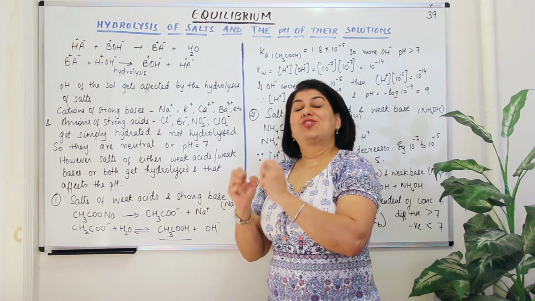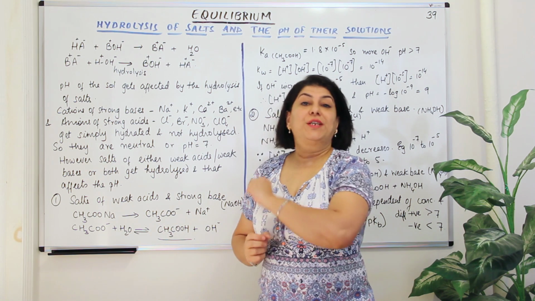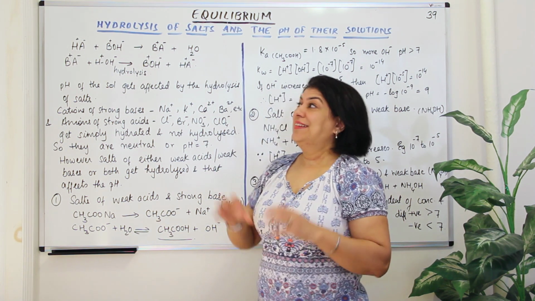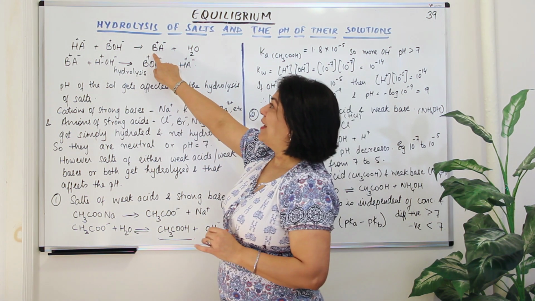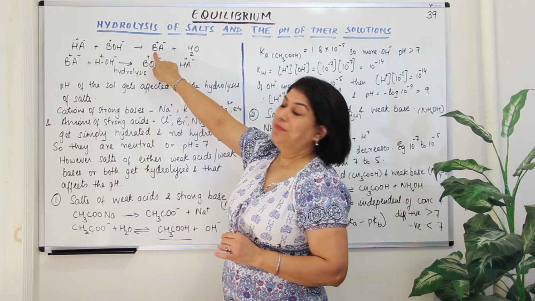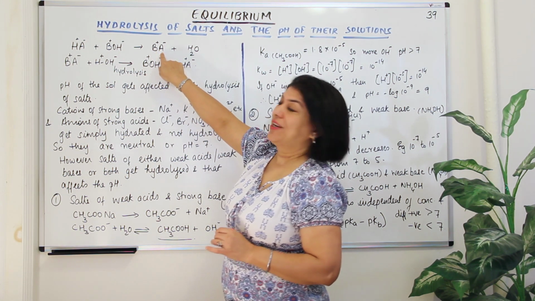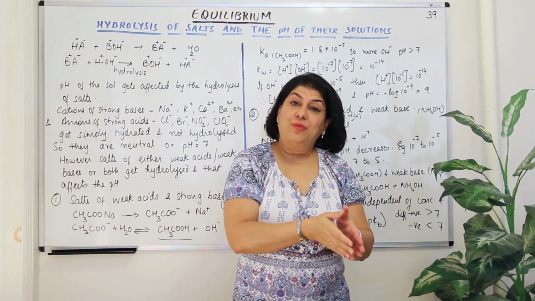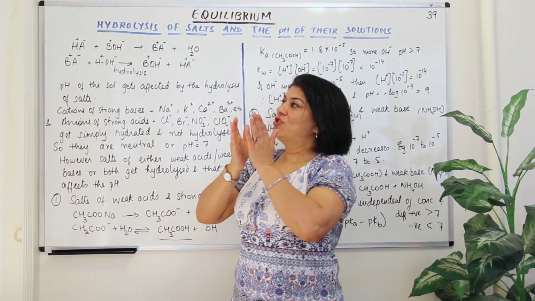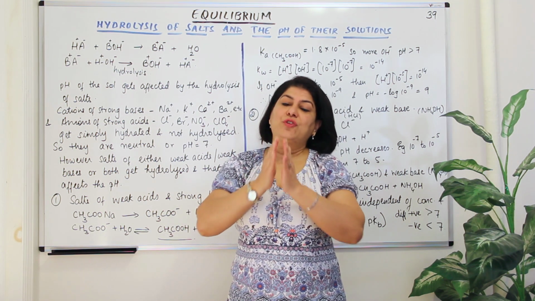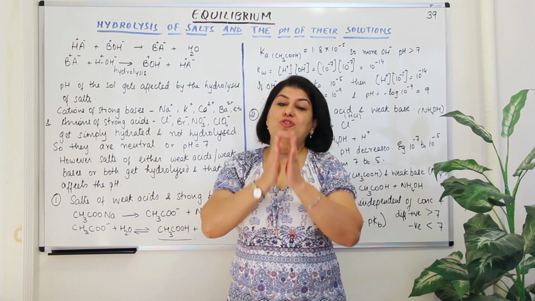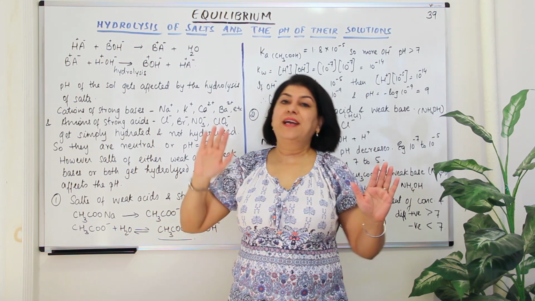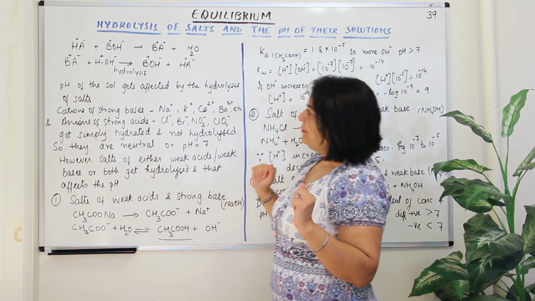Now, when you have a salt and you dissolve it in water, what happens? The salt consists of a cation, that is the positively charged ion, and the negatively charged ion. And since it is ionic in nature, when you put it in water, which is a polar solvent, the ions of the salt dissociate, or the salt breaks into the positive cation and the negative anion.